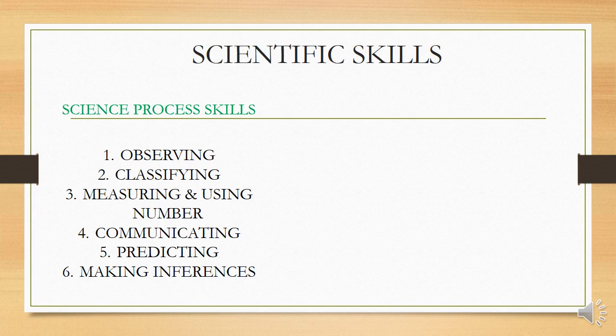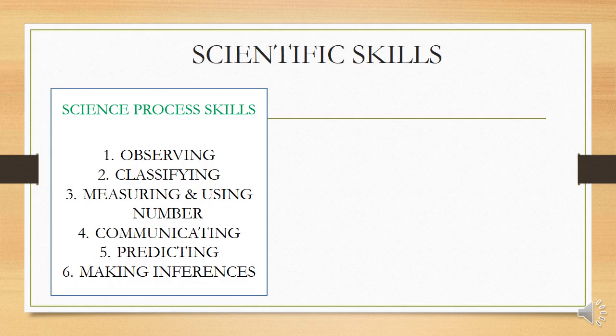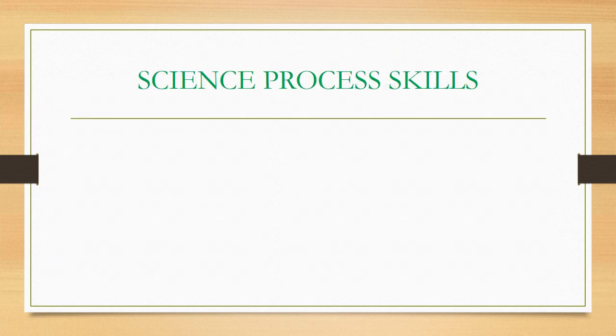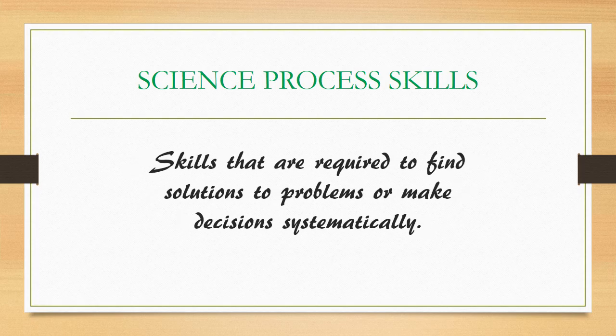During Year 2, you have learned that there are two types of scientific skills. The first one is the science process skills, and the second one is the science manipulative skills. Our focus today is about the science process skills. What is the meaning of the science process skills? Do you still remember? The science process skills are required to find solutions to problems or make decisions systematically.